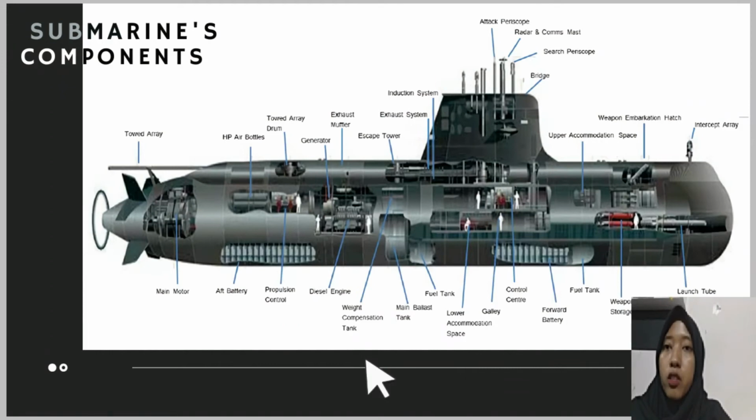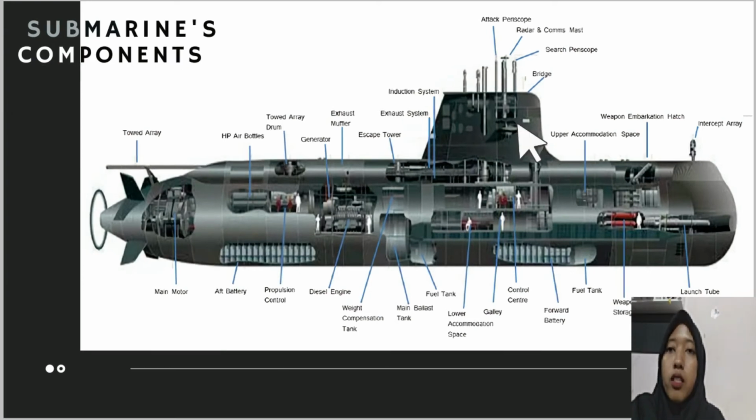Another important component of the submarine is the main motor. The main motor in the submarine serves to drive the propeller. Usually there are 4 main motors used to propel the propeller. In order to operate, the main motor is powered by fuel, which is stored in a fuel tank at the bottom of the submarine. Then at the top of the submarine are the navigational devices consisting of periscope, radar, and sonar.